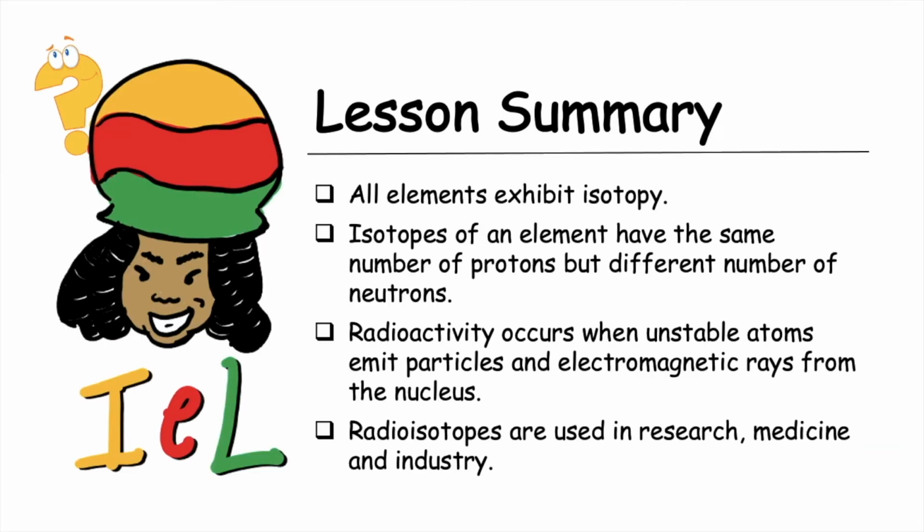So what have we learned from this lesson? Let's do a quick lesson summary. First, all elements exhibit isotopy. Isotopes of an element have the same number of protons but different number of neutrons. Radioactivity occurs when unstable atoms emit particles and electromagnetic waves from the nucleus, and radioisotopes are used in research, medicine, and industry. It's quiz time.